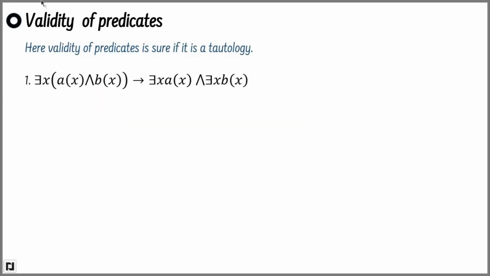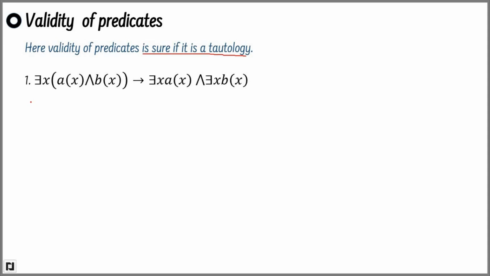In this slide we have to check the validity of predicates. Here the validity of predicates is sure if it is a tautology. For finding if a predicate is valid or not, we have to use the tree method. For understanding how the tree method works, you have to see my previous video. So let's get started with this question.